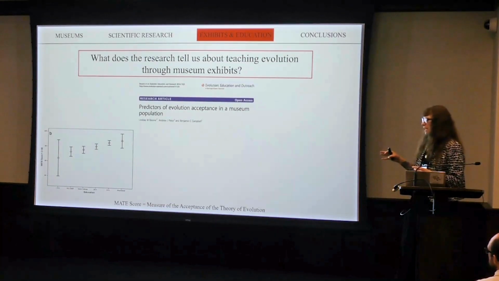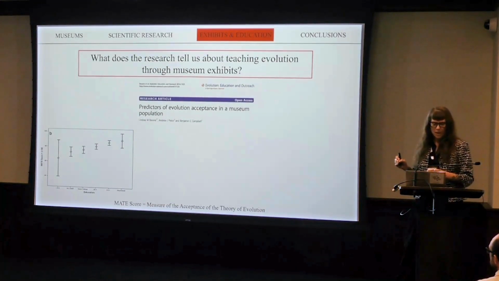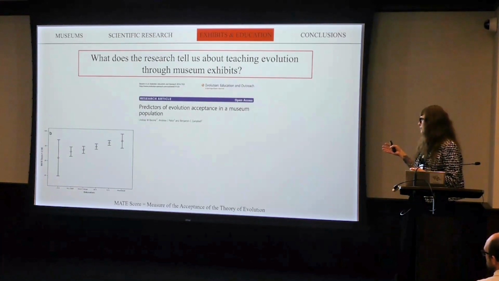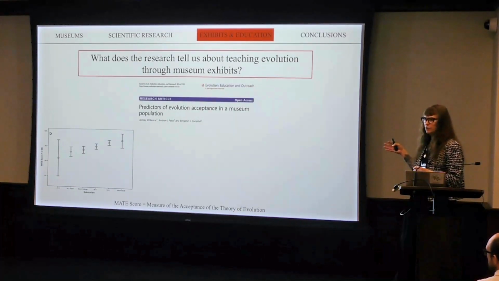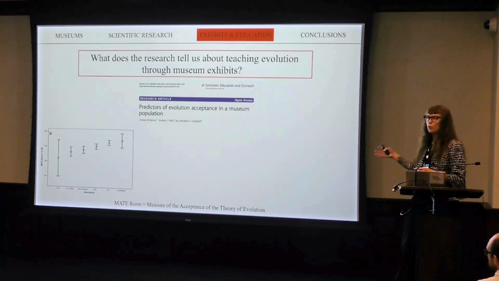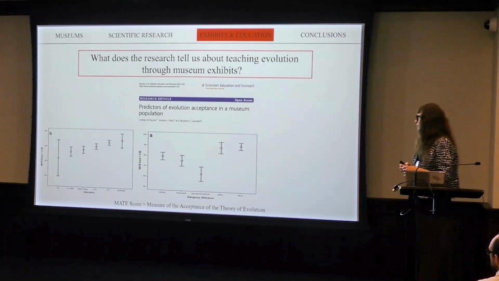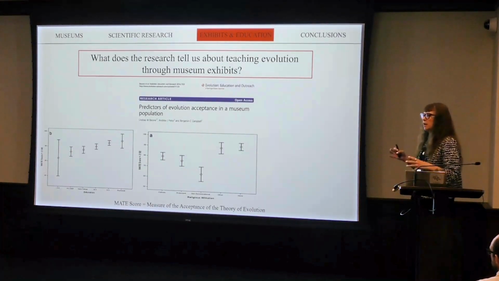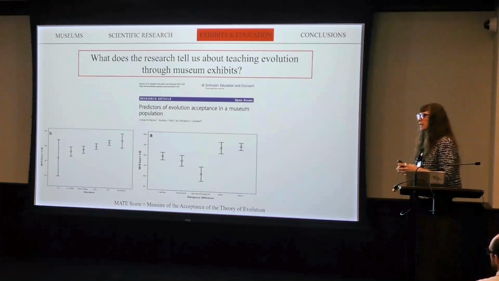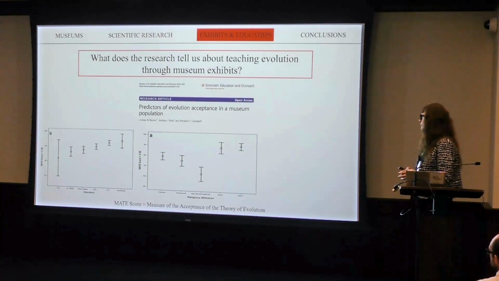And first they looked at it at educational attainment level. What you'll find, and maybe not surprising, is that the more highly educated you are, the more likely you are to score high on this MATE score. But interestingly, when we look at religious affiliations, we actually see a lot of variation among who is more likely to accept the theory of evolution.